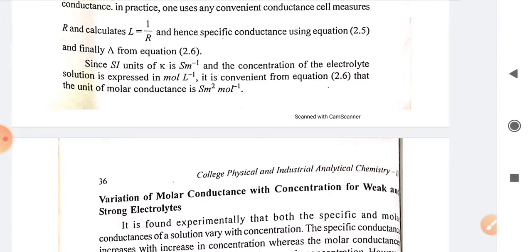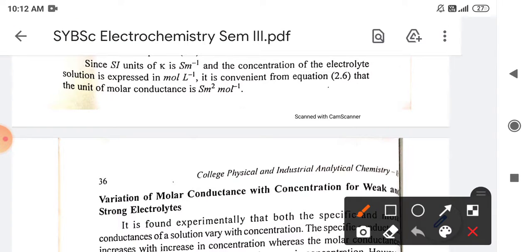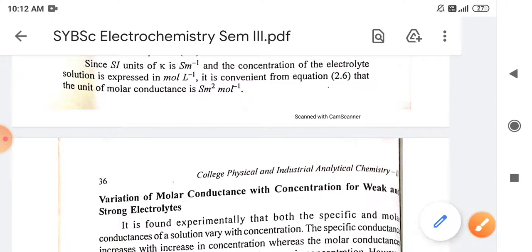Now what about the units of this molar conductance? Molar conductance is there, so we have to have mole in the units. The specific conductance has the unit of Siemens per meter, and the concentration of the electrolyte is often expressed as mole per dm cube or mole per liter. So it is convenient, we can invert it, giving meter cube. So the unit of molar conductance will be Siemens per mole meter square, or Siemens meter square per mole.